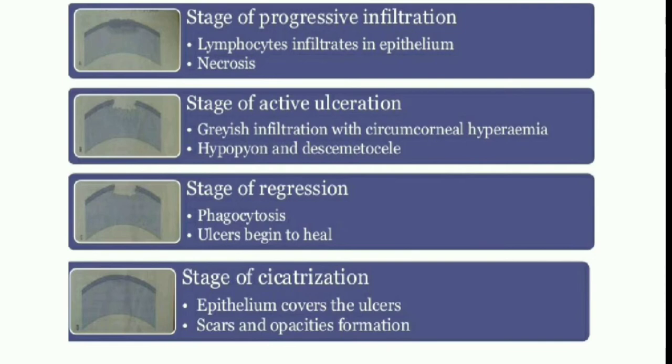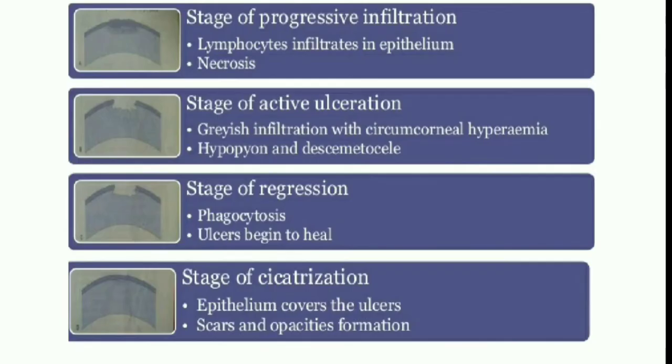Now next is the stage of regression. So now it starts to heal. At this stage, the host defense mechanism is getting more and more active: the humoral immunity, the cellular immunity, and of course we are giving appropriate treatment. A line of demarcation will develop. The ulcer will start to heal. Epithelium will start to grow over the edges.